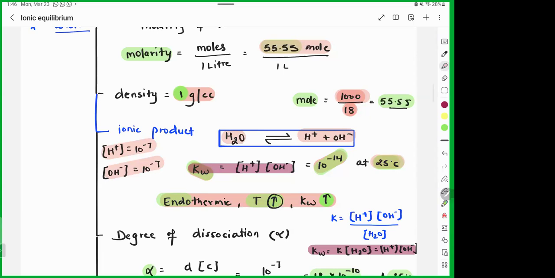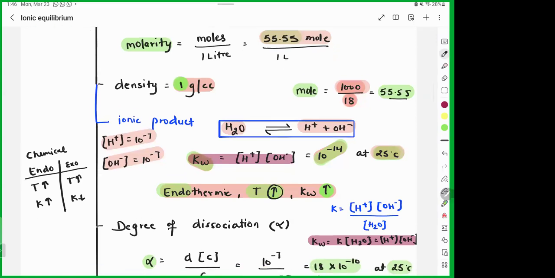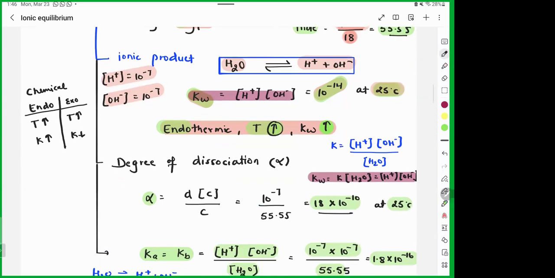This is the concept of chemical equilibrium. Chemical equilibrium says that if you have an endothermic reaction and you increase temperature, then your K value will also increase. For an exothermic reaction, it is the opposite. You increase temperature, K value will decrease. Any doubt? This is the concept of chemical equilibrium.